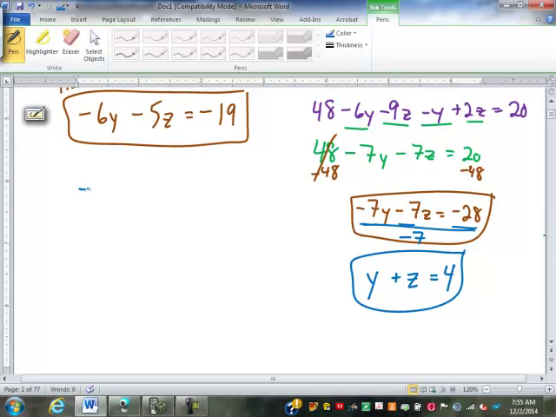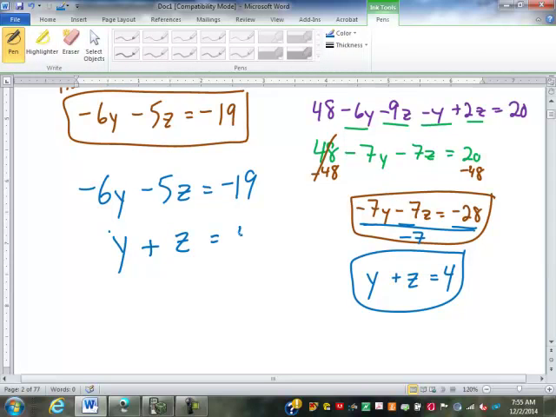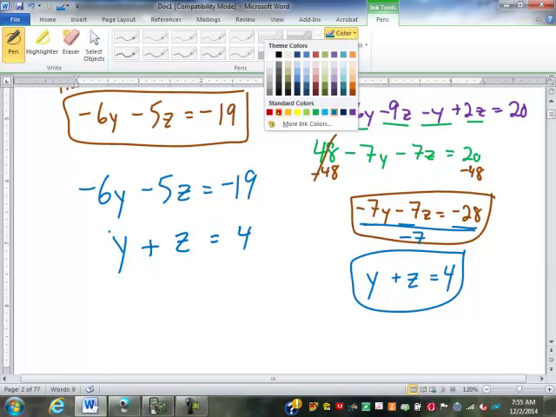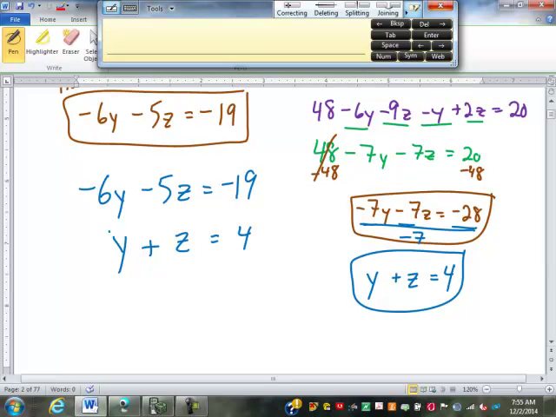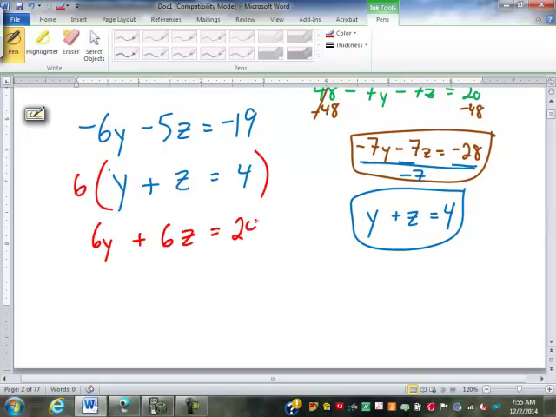Now if I come back up here, I've got the negative 6y minus 5z equals negative 19. And I've also got y plus z equals 4. Now looking at this, I can still use elimination. I just have to do a little more work. This bottom equation, I can either get rid of the y or the z. It doesn't matter. I'm going to get rid of the y. I'm going to multiply by 6. So that's going to be 6y plus 6z equals 24.